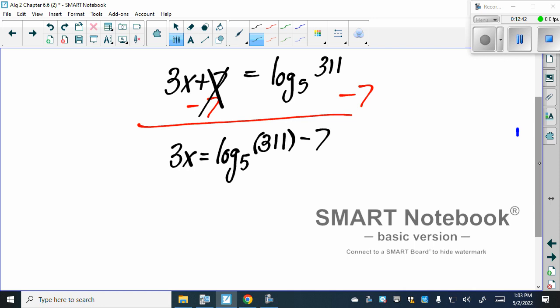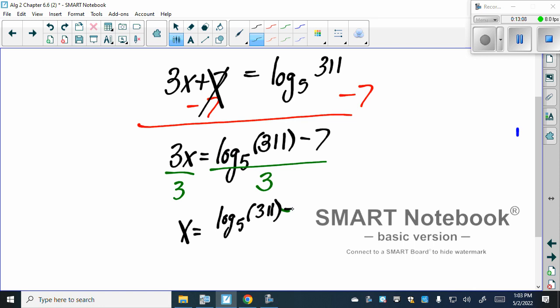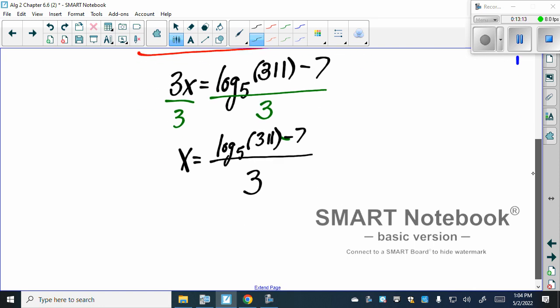Because log base 5 of 311 minus 7 and log base 5 of 304 are two separately different numbers. And lastly, we would divide both sides by 3, which will tell us that x is equal to log base 5 of 311 minus 7 all over 3.